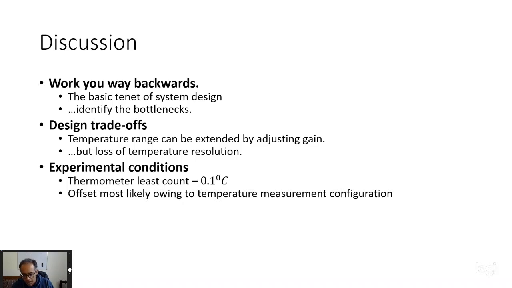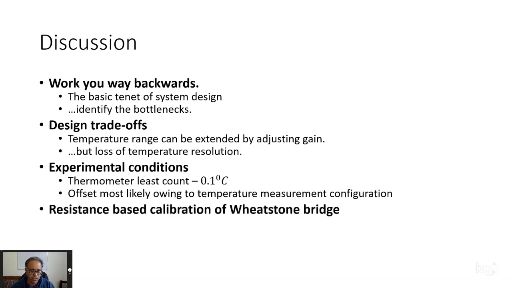But again, if you know that this offset is going to be conserved at all times, you can calibrate for that, right? And you can remove it. As we saw, we have got a good precision, it's just that it's not accurate, but then the readings are systematic. So you correct for the offset. And one way of correcting for this offset is to make a resistance based calibration of the Wheatstone bridge.